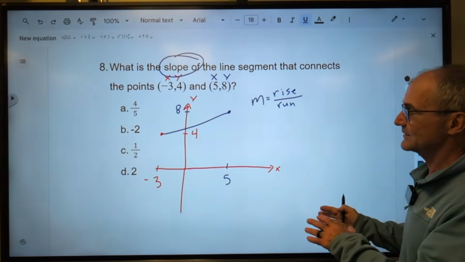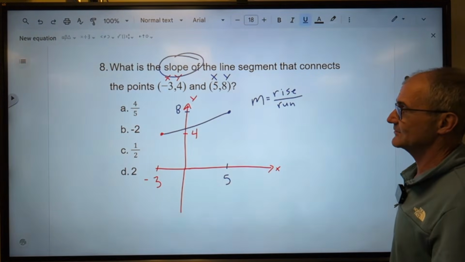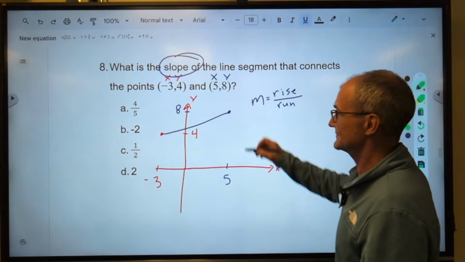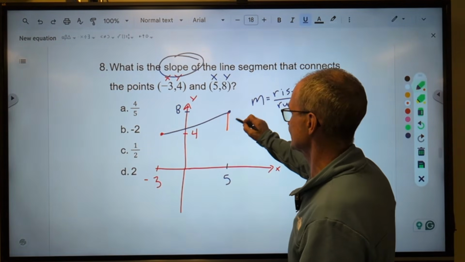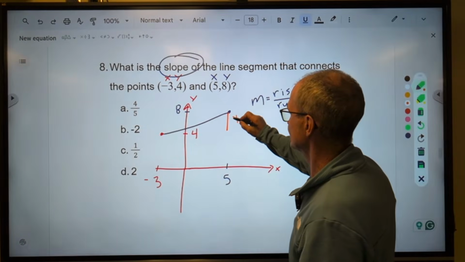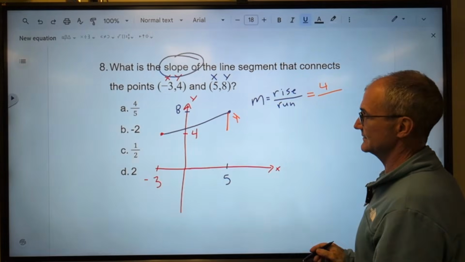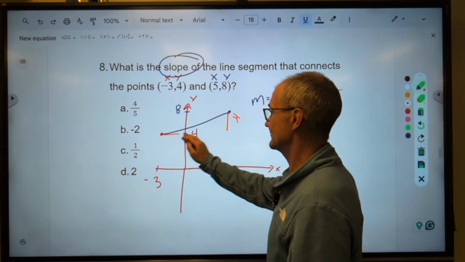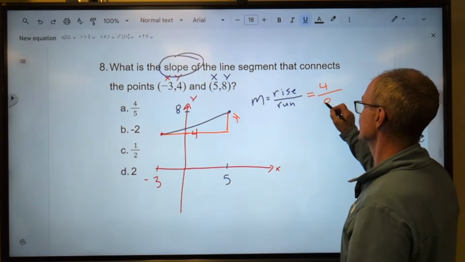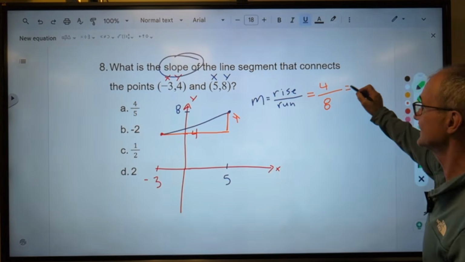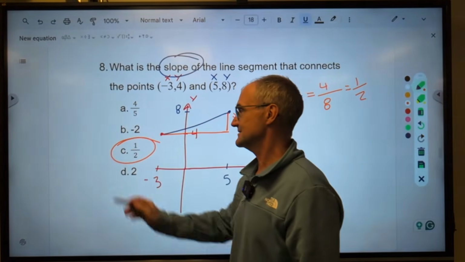I mean, there's a complex equation for it, but instead of doing that complex equation or even memorizing it, I'm just going to figure out how much it rises. Well, it goes from 4 to 8, so it's going to rise 4. So the rise is 4. How much is it going to run? Well, it's going to run from -3 to 5. It's going to run 8. So what is the slope? The reduced fraction is 1/2. Correct answer, answer C right there.